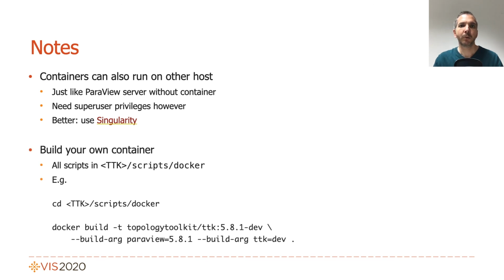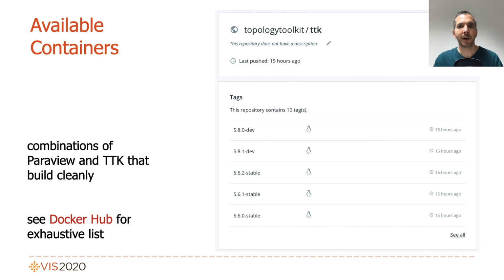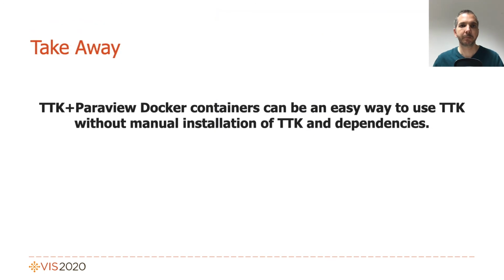Secondly, all of the scripts needed to build the TTK and Paraview Docker container are part of the TTK repository. So do feel free to customize and build your own containers as you see fit. Your mileage may vary when combining versions of TTK and Paraview, but installing any extra software, etc. are easily done. Check out the Docker documentation to learn more. Currently, we are providing the following containers available from Docker Hub. These are the combinations of Paraview and TTK that build cleanly together.